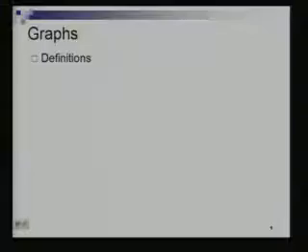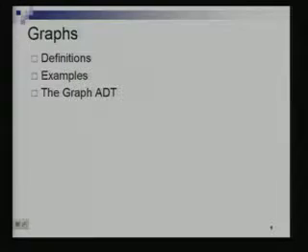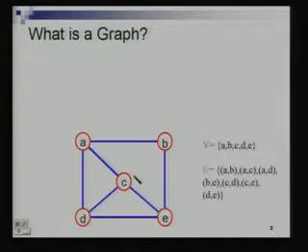Okay, so today we are going to start talking about graphs. We are going to spend quite a lot of time understanding the basic definitions and terminology associated with graphs, see some examples, and then if time permits, we are going to do the graph abstract data type. Or I think we will be able to do the graph abstract data type today. So the question is, what is a graph?